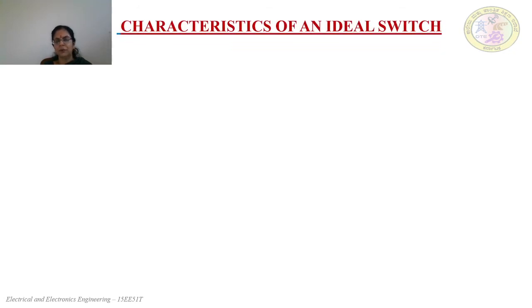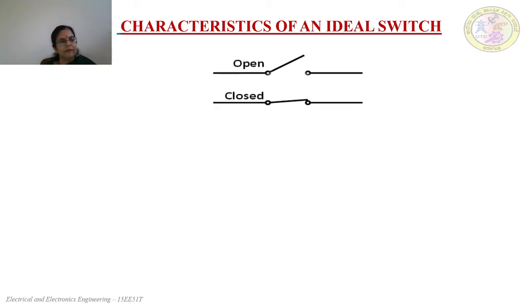Now, before proceeding to the practical power switching devices, let us understand what are the characteristics of an ideal switch. Switching devices play a very important role in power electronics. So, first, any switch will have two states. One is on state and off state. In other words, open or closed.